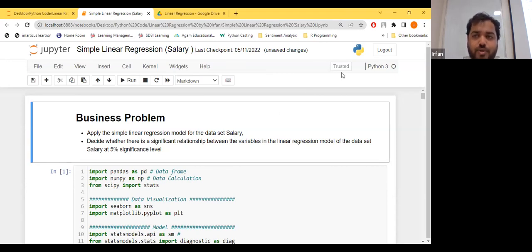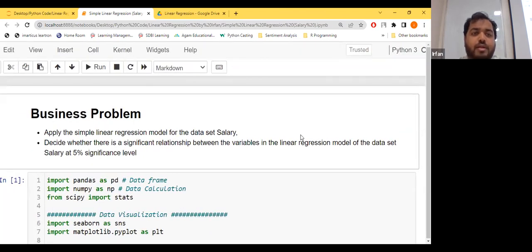Read the objective, guys. Apply the simple linear regression model for a data set of salary. Decide whether there is a significant relation between the variables in the linear regression model of the salary data set. So we have to find whether they have a linear relation or not, with alpha of how much percent?